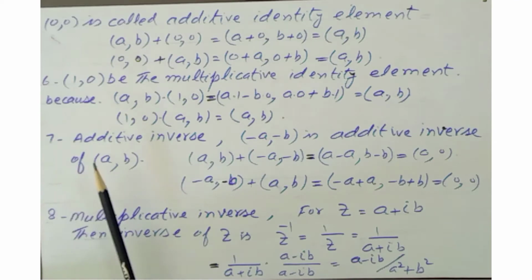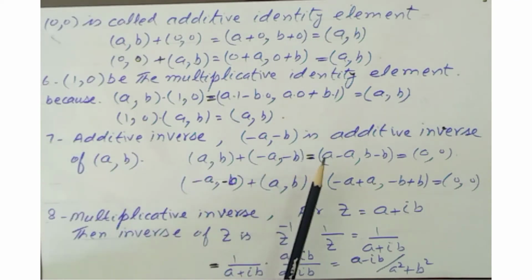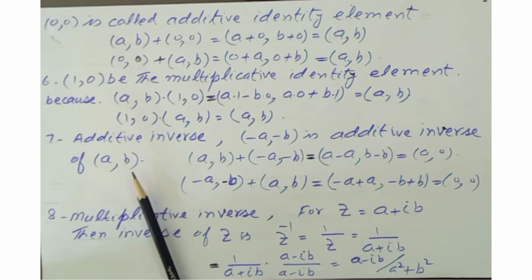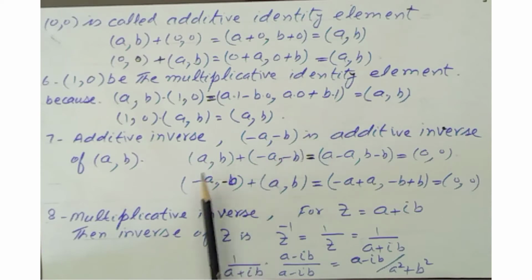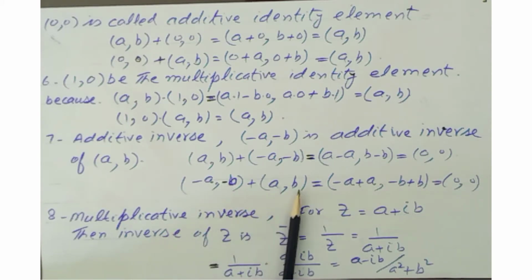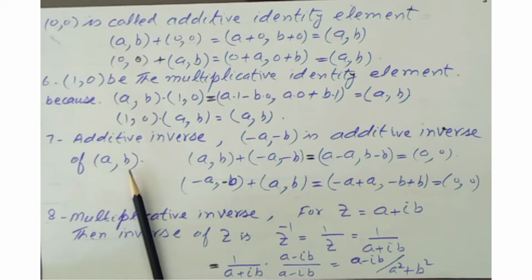Number 7, additive inverse. (minus a, minus b) is the additive inverse of (a, b) because when we add (minus a, minus b) to (a, b), this is written as (a, b) plus (minus a, minus b). This is equal to (a minus a, b minus b). So this becomes 0. Similarly, (minus a, minus b) plus (a, b) equal to (minus a plus a, minus b plus b). This also becomes 0. So (minus a, minus b) is the additive inverse of (a, b).